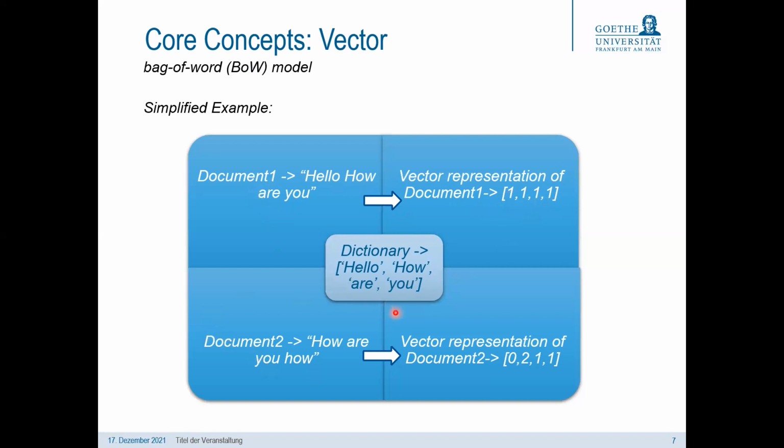But this example gives us more information about the working structure of the bag of words model. We have here: how are you, how. You can see we don't have hello in this sentence, therefore we have 0 standing for hello. 2 stands for how. You can see here there are 2 hows, and the other ones are 1 because we have 1 are, 1 you.